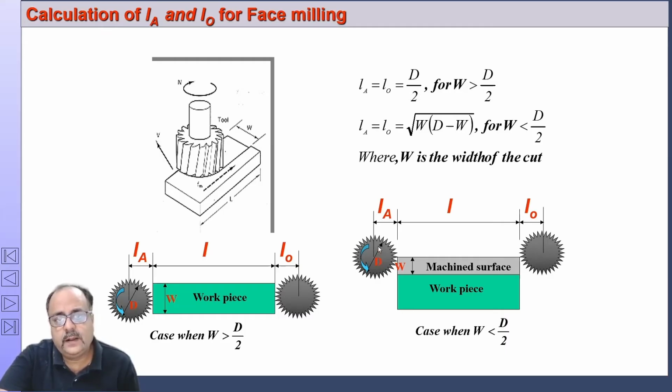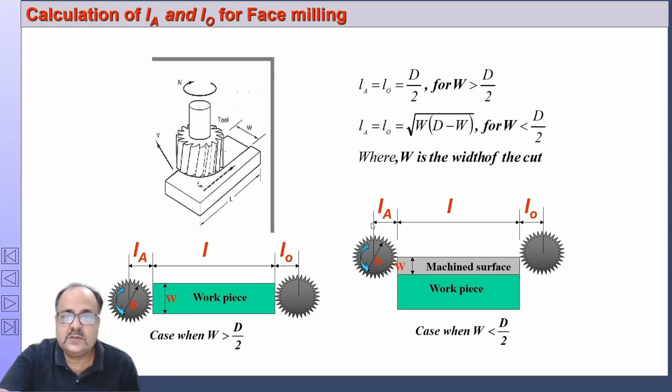Whereas here in this type of process, you will remove w, the width of the cut. W is the width of the cut, not the workpiece. So here w is the width of the cut, and this is less than d by 2. So how many passes are required? If this is b, then b divided by w will give you the number of passes required.